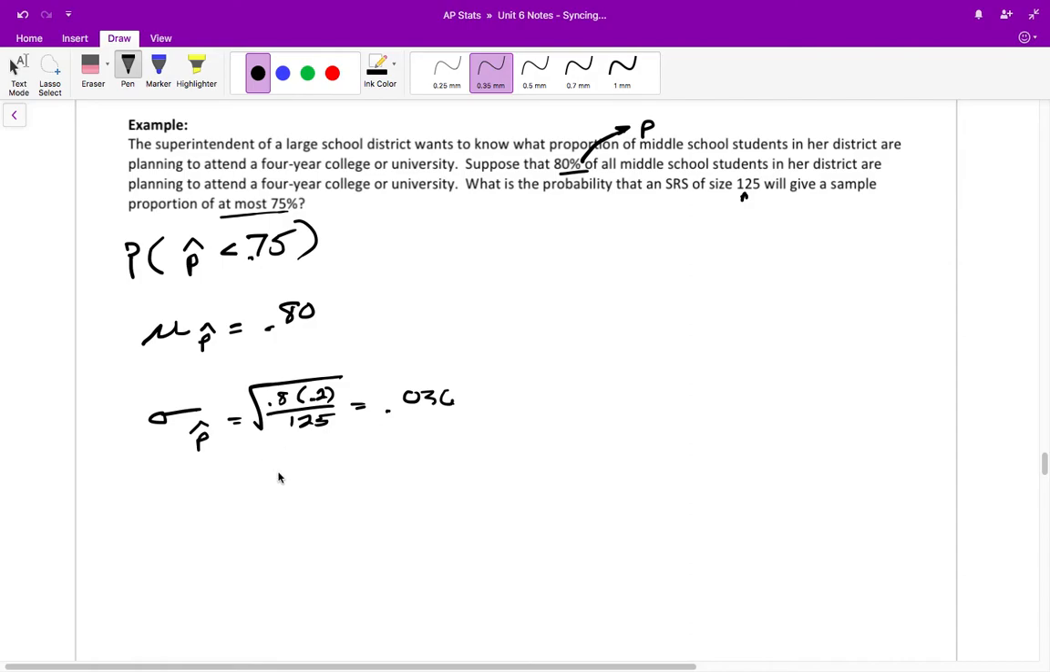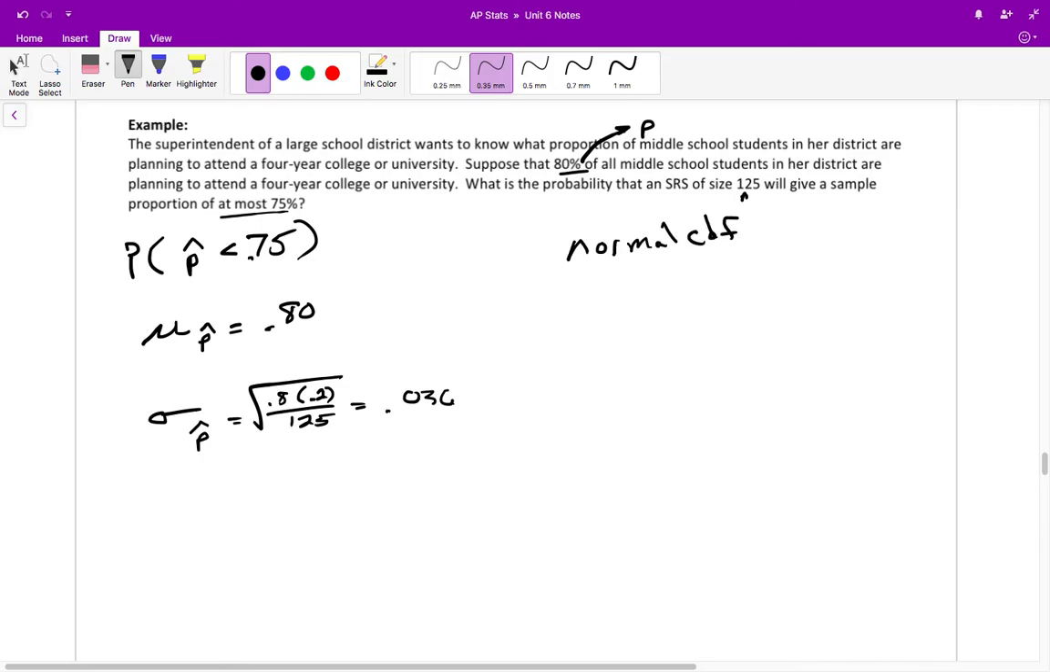Now, here is kind of where I'm headed. I want to be able to calculate this probability. It doesn't say anywhere that this was normally distributed, but if I can find the mean, which we did, and if I can find the standard deviation, then assuming that this is a large enough sample, we can go ahead and use normal CDF eventually. So our end goal, here's what we want to be able to get to.